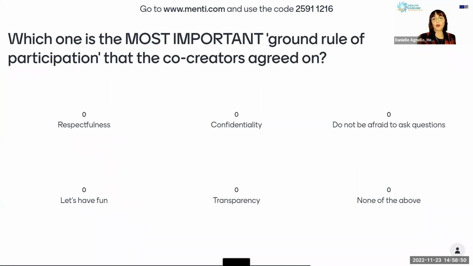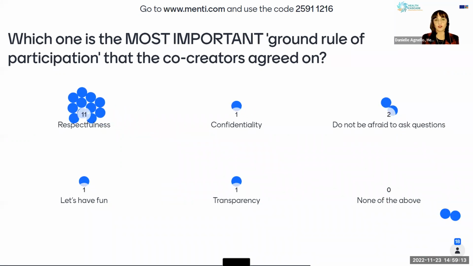So one example of a type of method you could use is setting ground rules within your project. You're at the beginning of conducting, you know who's going to be in the room, but you want to know how you're going to participate together. So, thinking about this SME example project, what do you think was the most important ground rule that all the co-creators agreed upon?